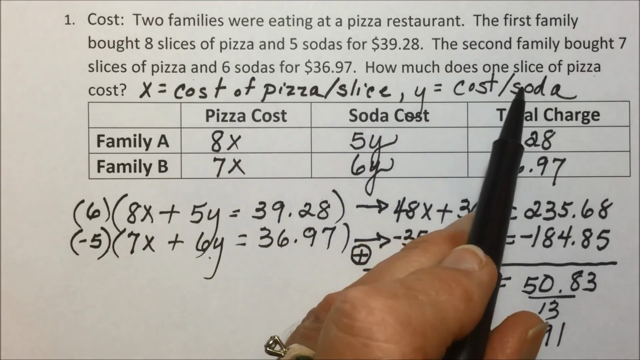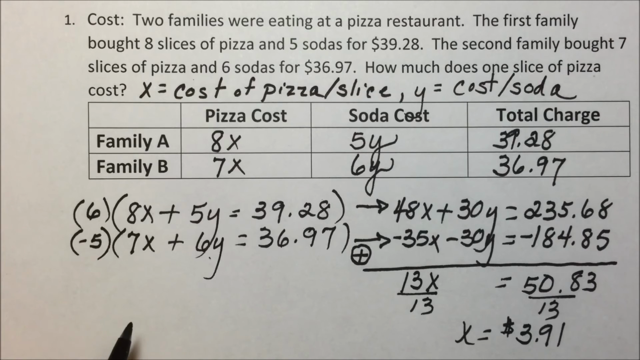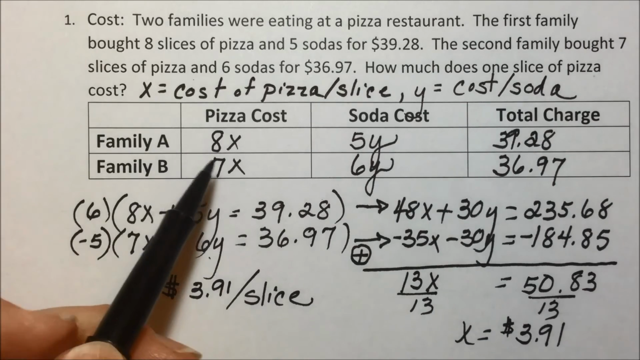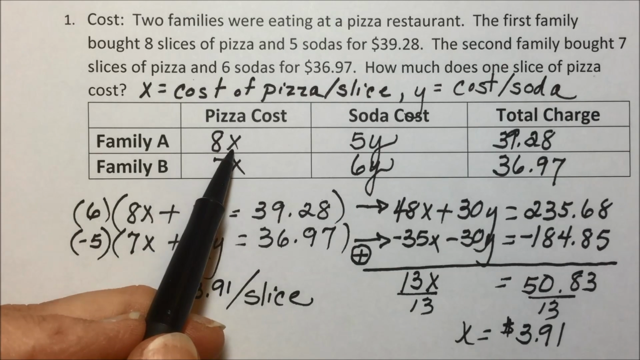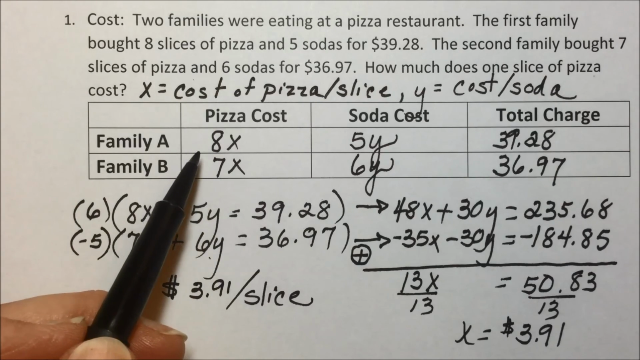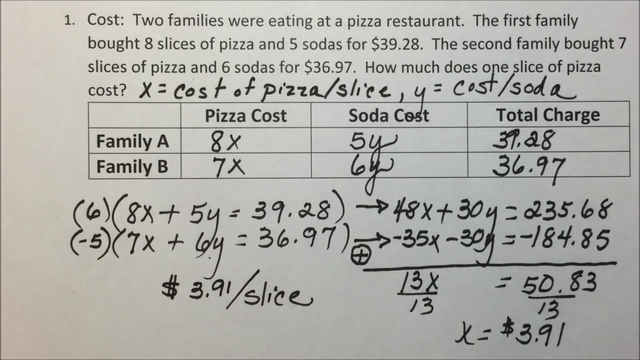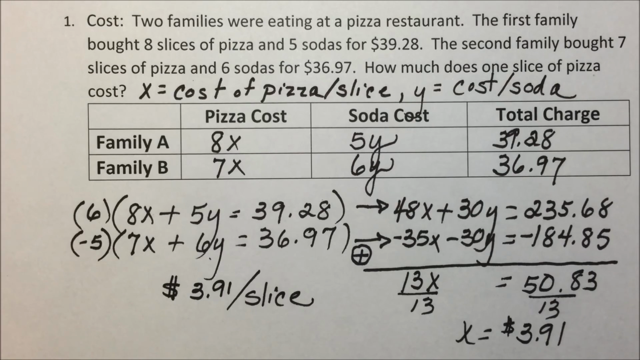The problem is asking us how much does 1 slice of pizza cost, and so we would say that $3.91 per slice is the charge at this particular restaurant. And of course, we could verify our answer by plugging in our x value for either one of the equations, solve for y, and then test it in the other of the two equations to verify that we do have the correct solution.